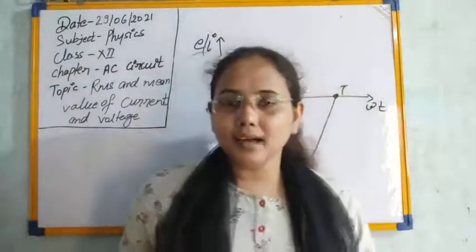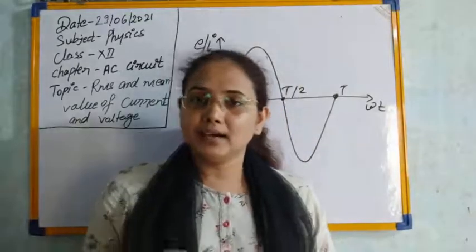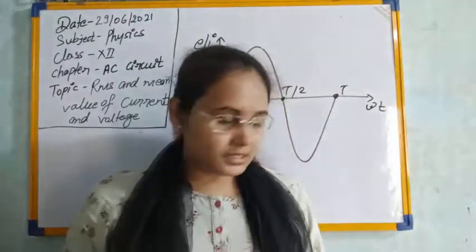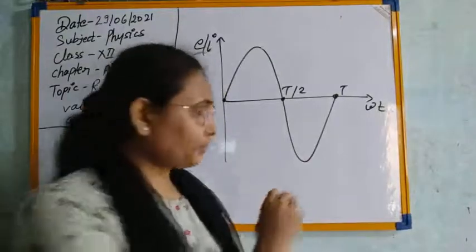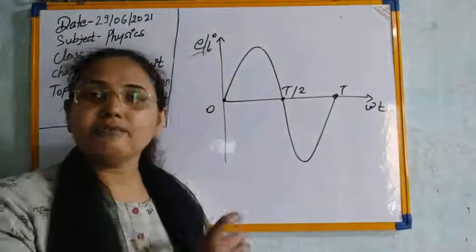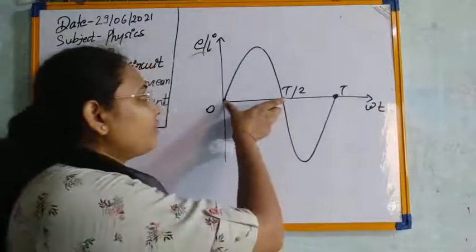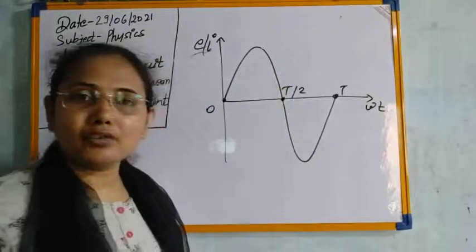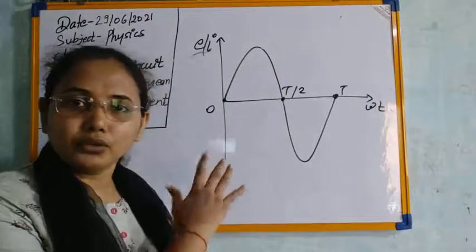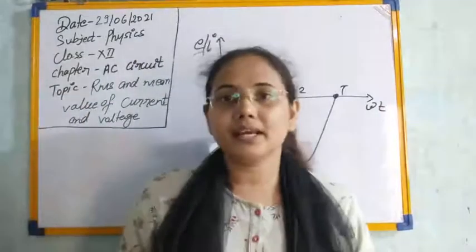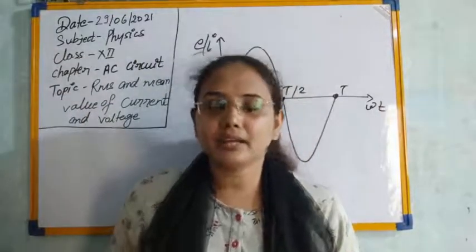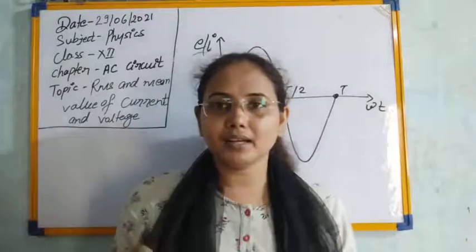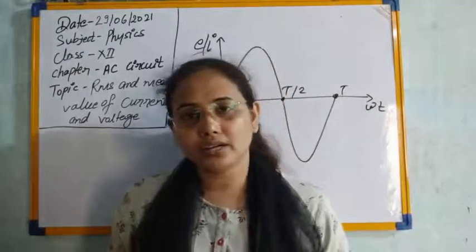So the mean value of the AC is equal to the value of the DC, or direct current, which sends the same charge in the circuit for the same time. For the same time, meaning 0 to T by 2, if you take the mean of the current sent by the AC, it will be equal to the current sent by the DC. The same applies to alternating and direct voltage.